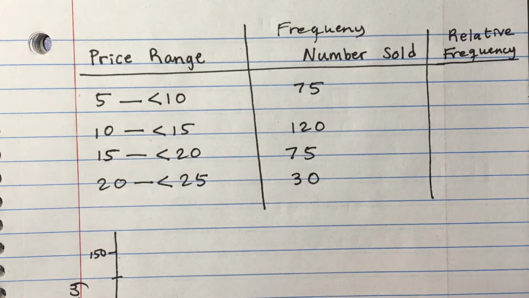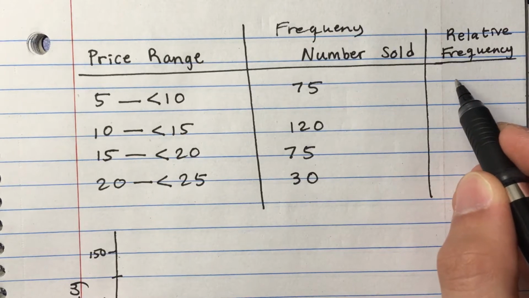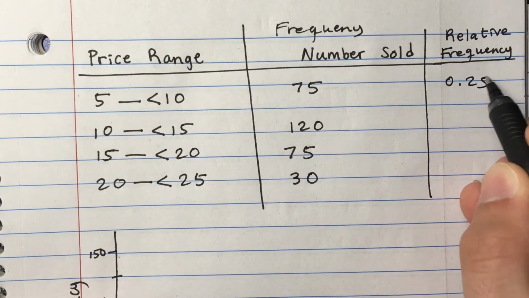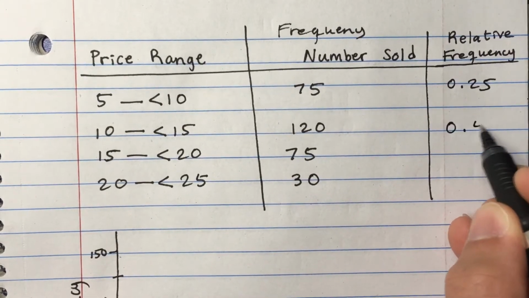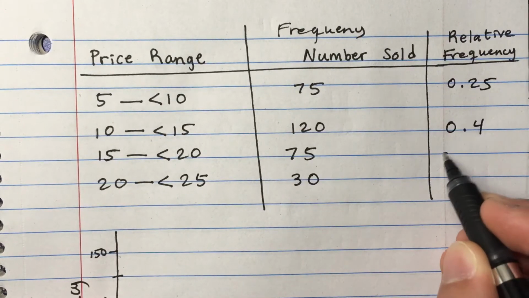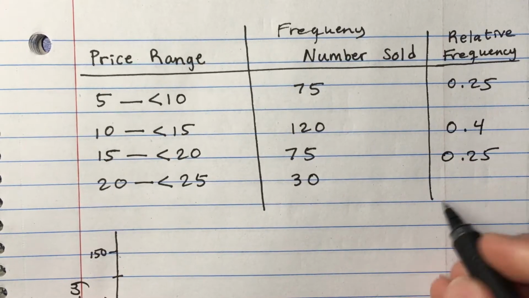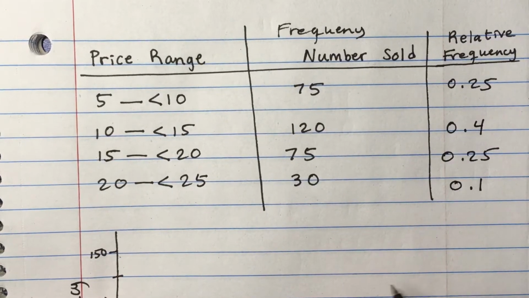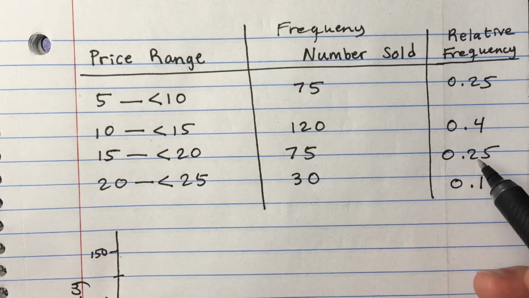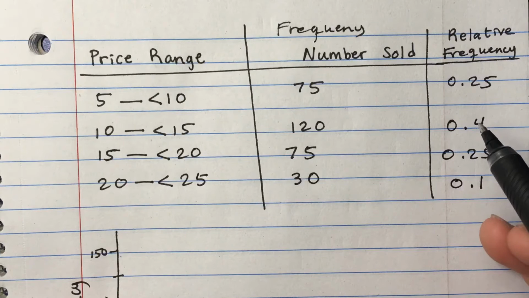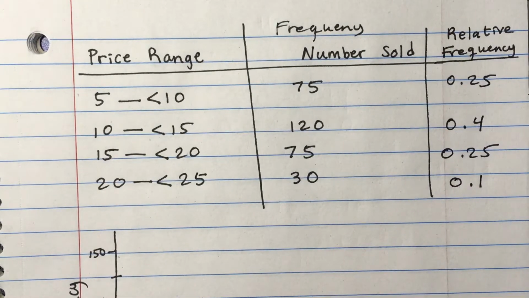So 75 divided by the total, 75 divided by 300, that's a fourth, 0.25. 120 divided by 300, you should get 0.4. 75, we already did it, 0.25. And 30 divided by 300 is 0.1. If you notice, you add up all these, what do we get? 0.25 plus 0.25, that's 0.5. 0.1 and 0.4, that's another 0.5. Add those two 0.5s, you get 1.0. So we did it right.